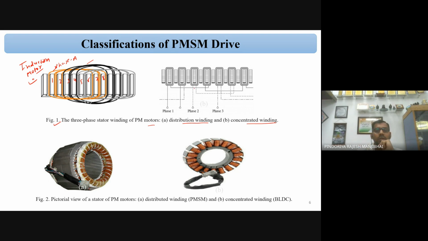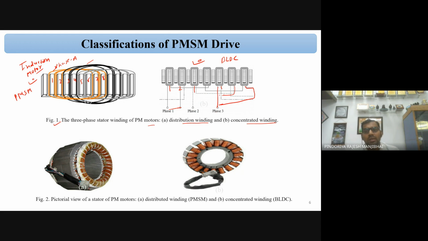But you can see in the concentrated winding, figure B, this is the BLDC motor and this is the PMSM. In the BLDC motor, phase A covers only 2 poles. You can see pole number 1, pole number 2, and there is phase A. Similarly, phase B, this one and this one, and phase C, this one and this one. This is phase C.